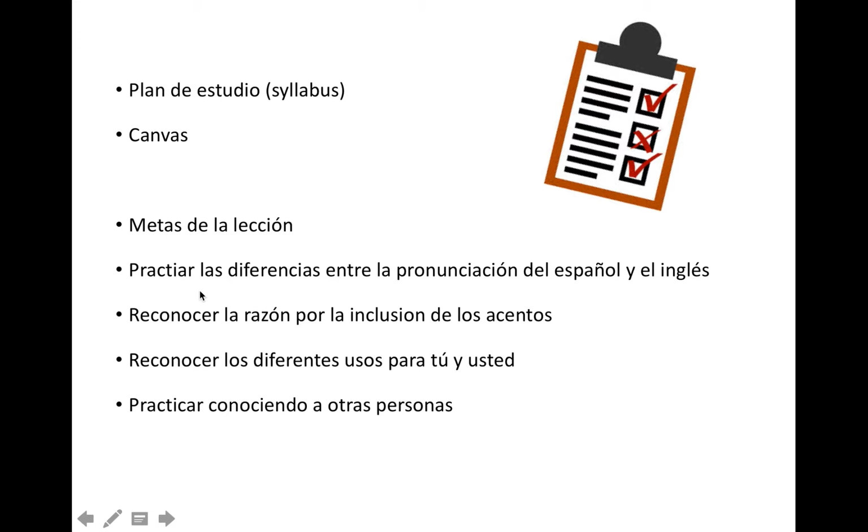Reconocer, recognize la razón por la inclusión de los acentos. Recognize something about accents, right? At this level, don't try to understand every single word. Understand the essential words and try and figure out what could that be about. So recognize accents. Reconocer, recognize los diferentes usos, different uses para tú y usted. Practicar, conociendo a otras personas.